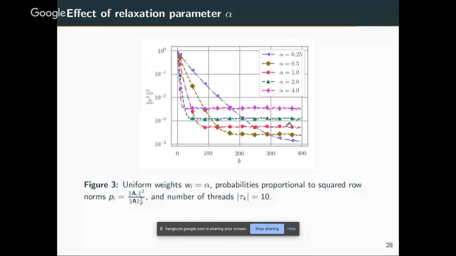And one thing that we haven't looked into in detail, but that would make sense to look at in terms of this plot, is using an alpha value that depends on the iteration. So initially you might want to use a larger alpha value to have fast convergence, but then decrease alpha so that this effect of the noise is not amplified.